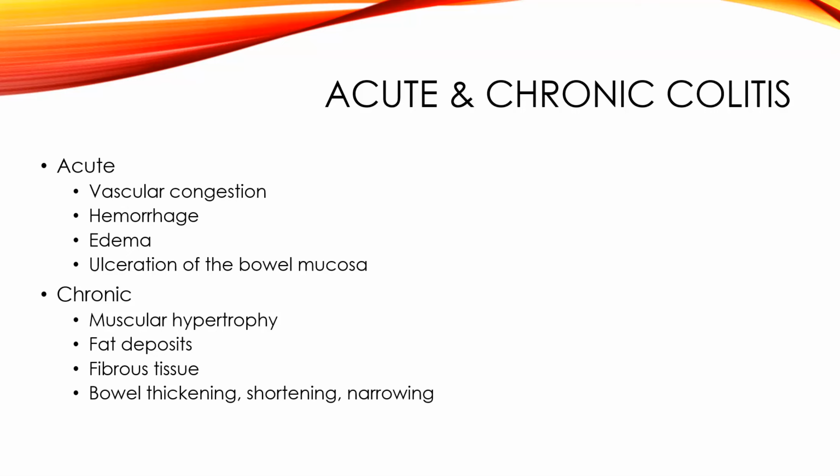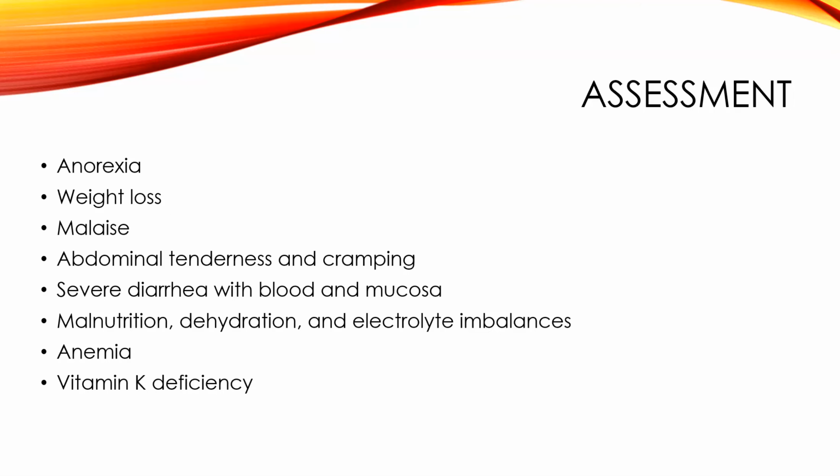With chronic, this is after all this has happened and they get better, and then they get it again and get better and get it again. That chronic colitis will lead to muscular hypertrophy, which will lead to fat deposits and fibrous tissue. This will essentially lead to bowel thickening, shortening, and narrowing, which will then possibly lead them to small bowel obstructions or other problems.